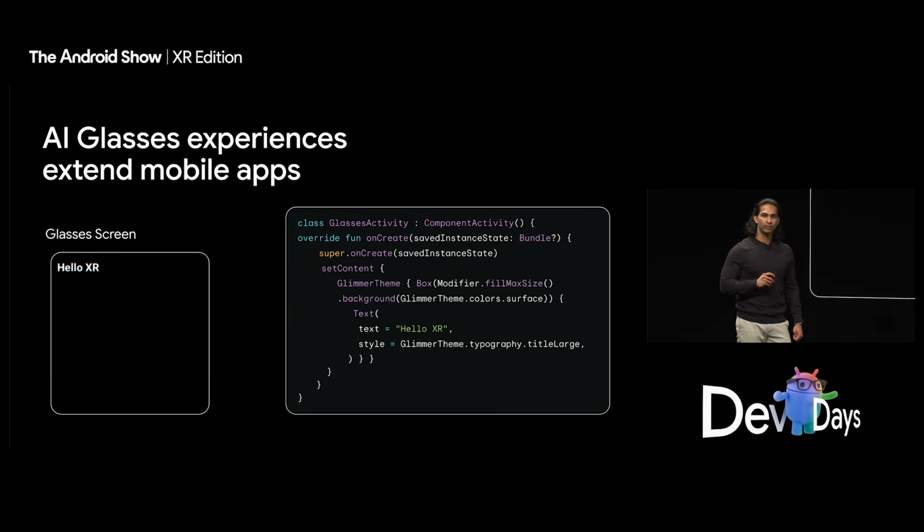The activity itself will look very familiar to what you've already used to build interactive experiences on other Android form factors. The core distinction lies in utilizing the Glimmer Compose toolkit for AI glasses, ensuring a design that's optimized for the AI glasses form factor.